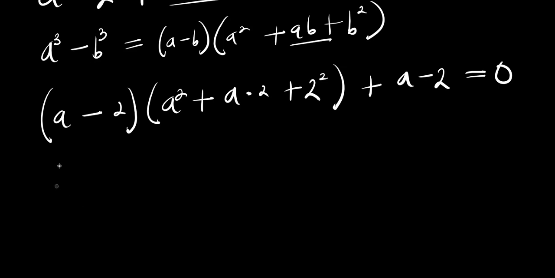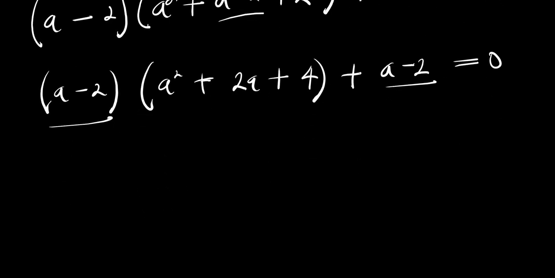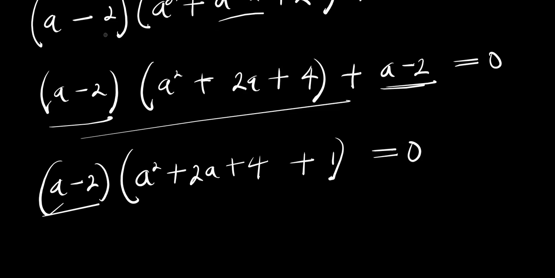So from here, I'll have a minus 2 times a squared plus a times 2, that is 2a, plus 2 to the power of 2, that is 2 times 2, and that is 4, plus a minus 2 equals 0. A minus 2, we can factor that out. I have a minus 2 times, this divided by a minus 2, we have a squared plus 2a plus 4, plus a minus 2 divided by a minus 2, I have 1, and this equals 0.